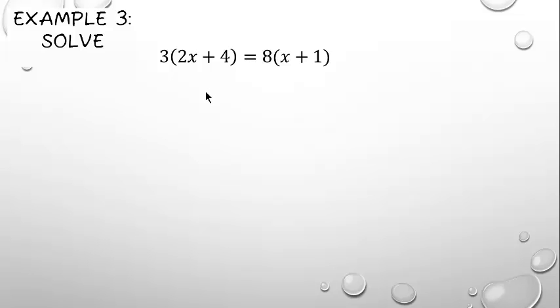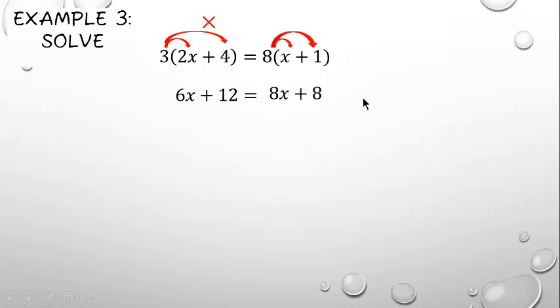So, on the left-hand side, using the distributive law, we have 3 times 2x, then 3 times 4. So 3 times 2x is 6x, plus 3 times 4 is 12. So 6x plus 12 equals. Now onto the right-hand side, I have 8x plus 8. So 8 times x, 8x. 8 times 1 is 8, so 8x plus 8.